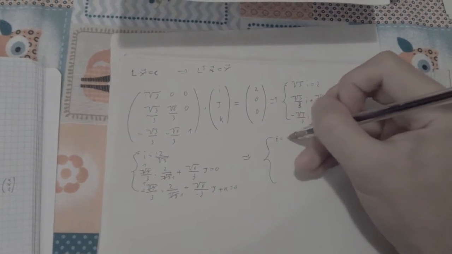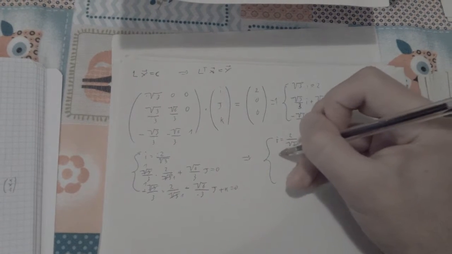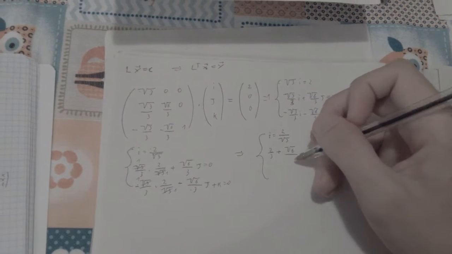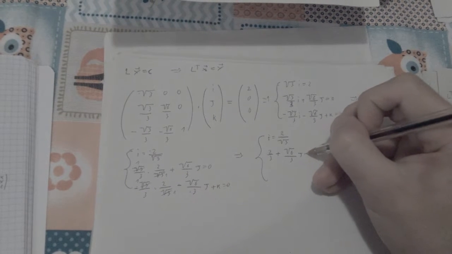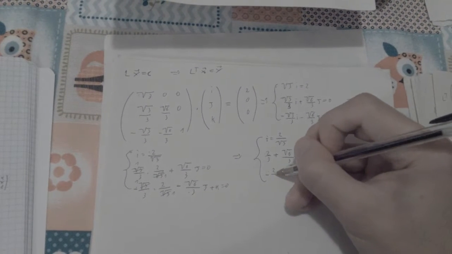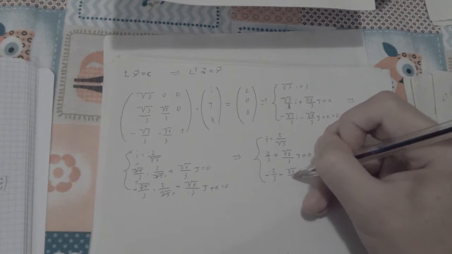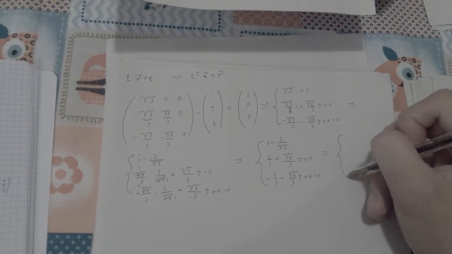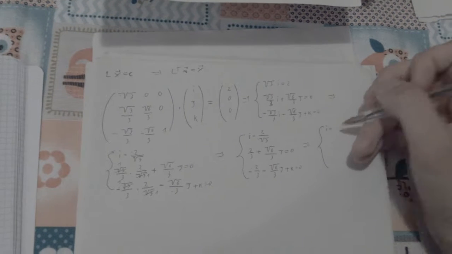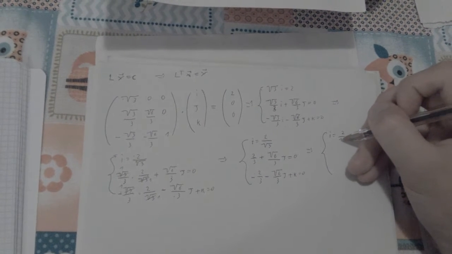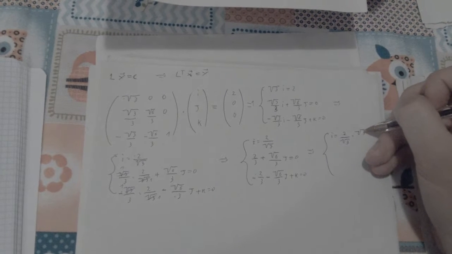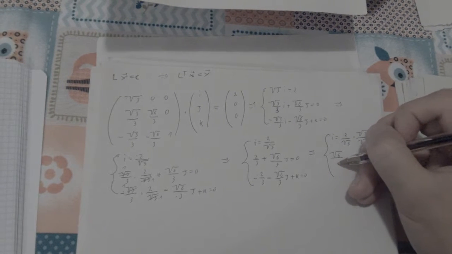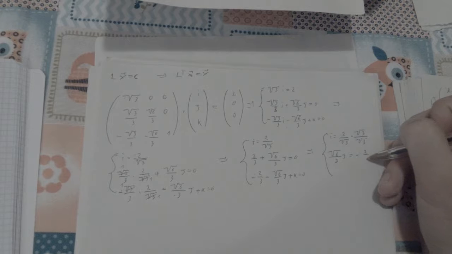So i is still going to be equal to 2 over square root of 3, 2 over 3 plus square root of 6 over 3 j is going to be equal to 0. And then we have negative 2 over 3 minus square root of 6 over 3 j plus k equal to 0. And this is actually going to give us i equal to, well, 2 over square root of 3 times square root of 3 over square root of 3. We have square root of 6 over 3 j equal to negative 2 over 3.